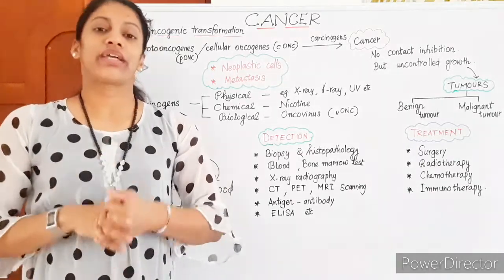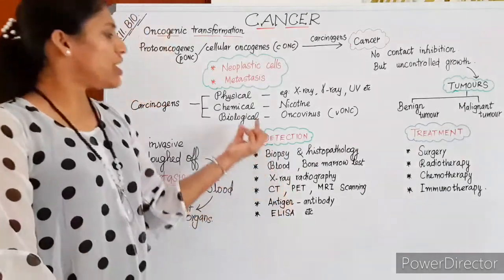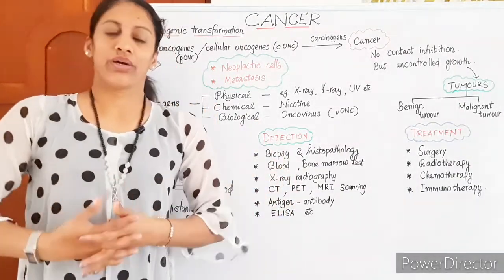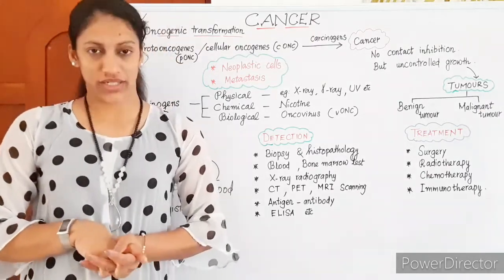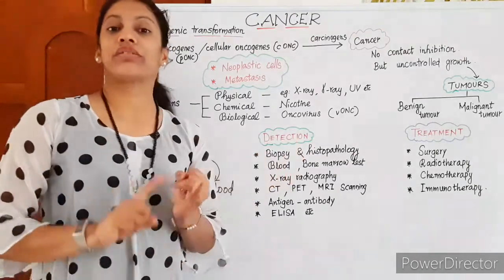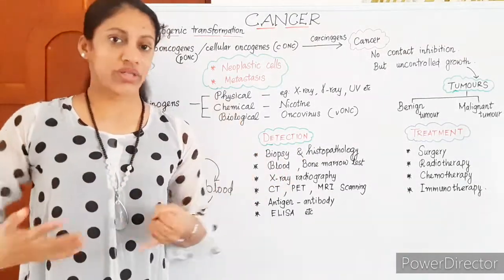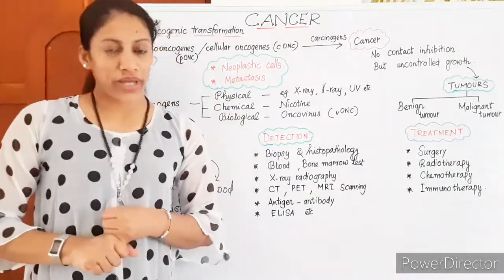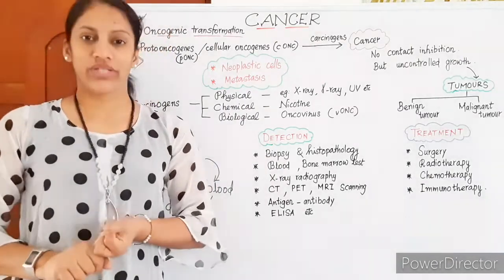Anyway, for the cancer detection techniques, we can just have a brief sketch. If it's blood cancer, we can very easily detect it by blood test or bone marrow test. So blood test and bone marrow test is one method of detecting cancer. It depends on where the cancer's growth is. Then biopsy and histopathological study.